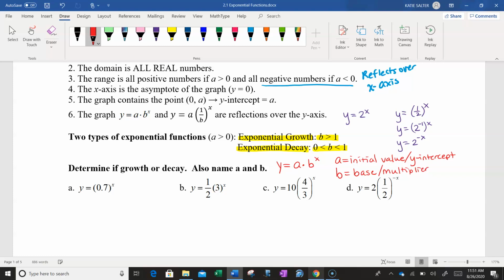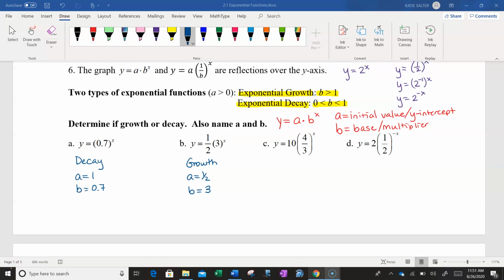All right, so for each one, decide whether it's a growth or decay, and go ahead and state what A and B would be. Pause the video now. Look at the first two to make sure we're on the right track. The first one would be a decay. The base, the multiplier, is 0.7. It's a number between 0 and 1. And that y-intercept or initial value would just be 1 because there's a 1 right in front of here. The second one is a growth because the base, the actual multiplier, is 3.